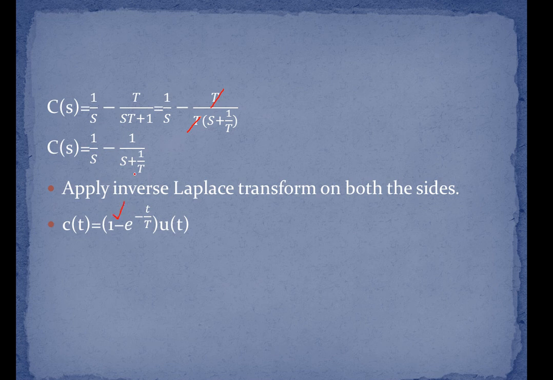Inverse Laplace transform of 1 by s plus 1 by tau is e power minus t by tau, because inverse Laplace transform of 1 by s plus a is e power minus at. In place of a we are having 1 by tau. That's why inverse Laplace transform of 1 by s plus 1 by tau is e power minus t by tau. So in this way we are getting the unit step response of the first order system.